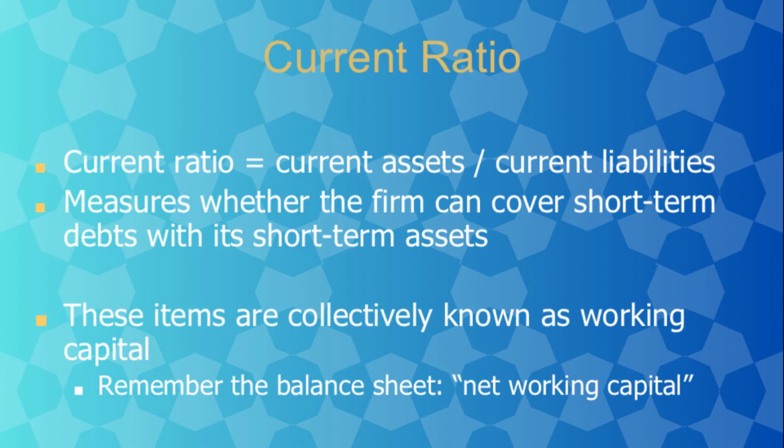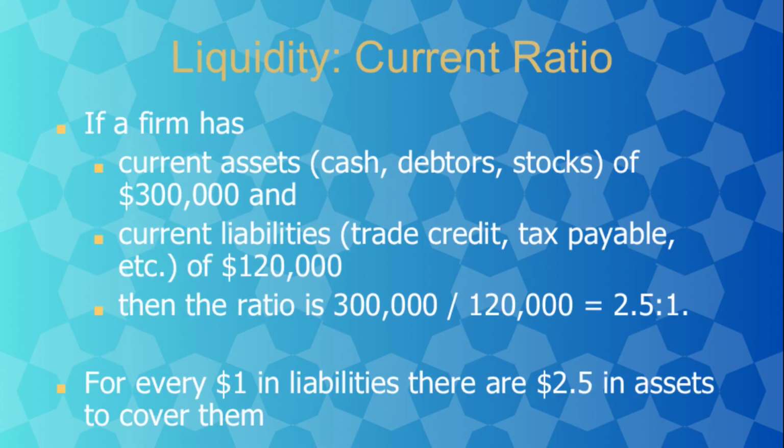The current ratio measures whether a firm can cover short-term debts with its short-term assets. It is calculated by dividing current assets by current liabilities, providing insight into the company's working capital and financial stability. If a firm has current assets of $300,000 and current liabilities of $120,000, the current ratio is 2.5:1. This means for every dollar in liabilities, there are $2.50 in assets to cover them, indicating strong liquidity.